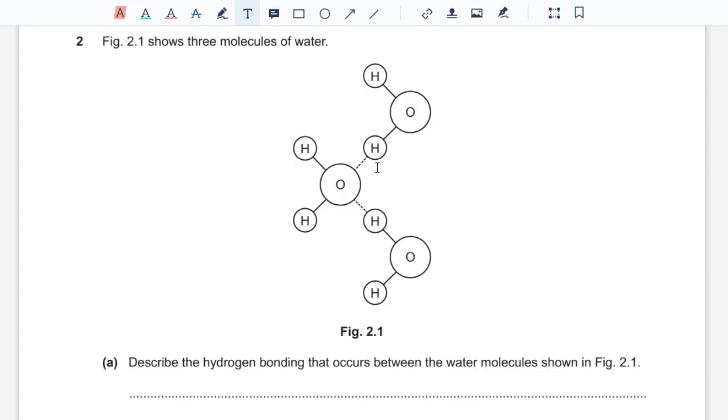These dotted lines represent hydrogen bonds. A. Describe the hydrogen bonding that occurs between water molecules as shown in Figure 2.1.